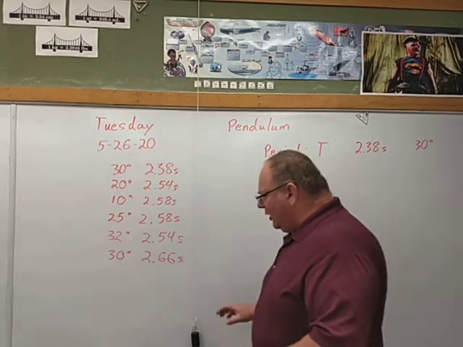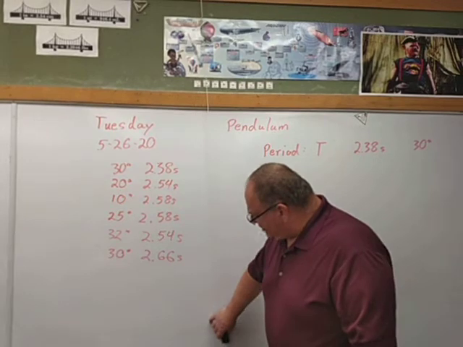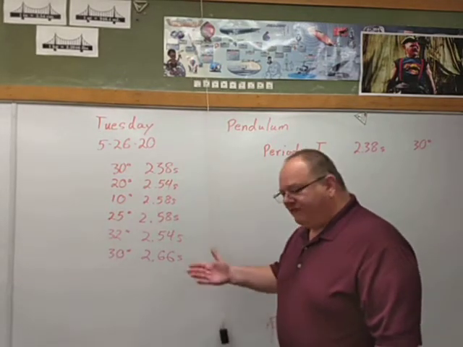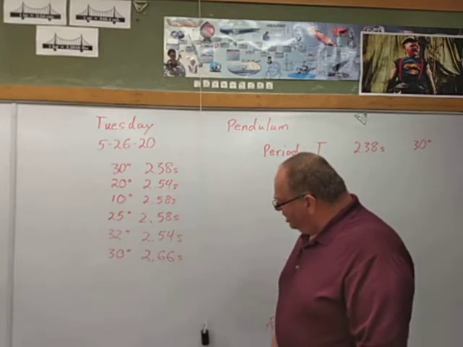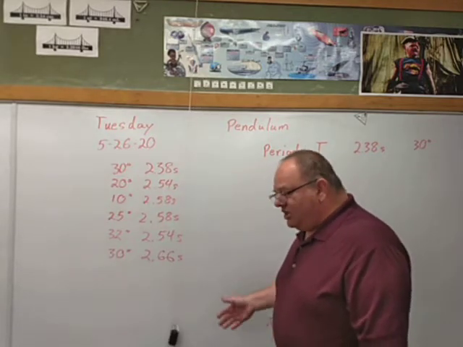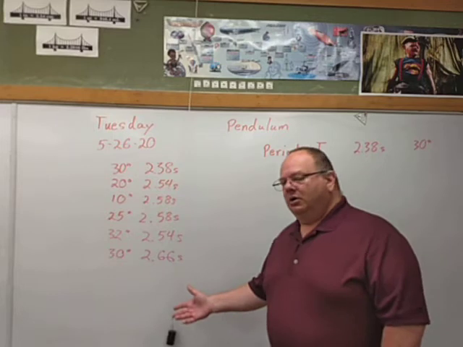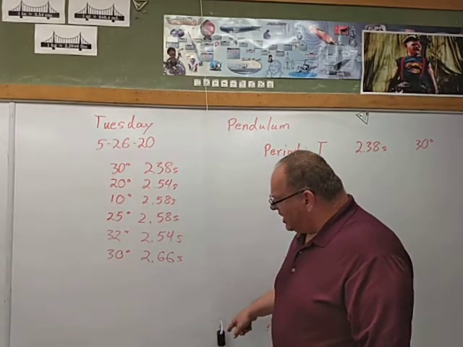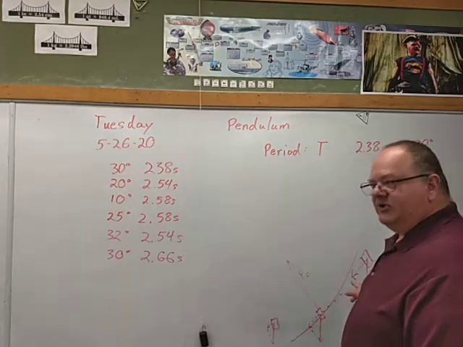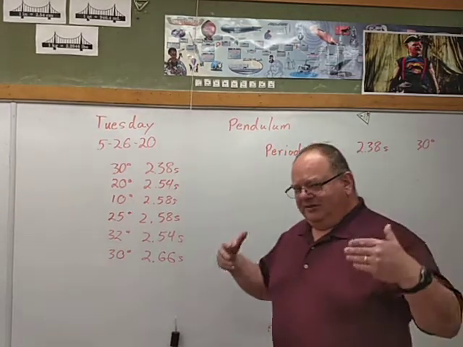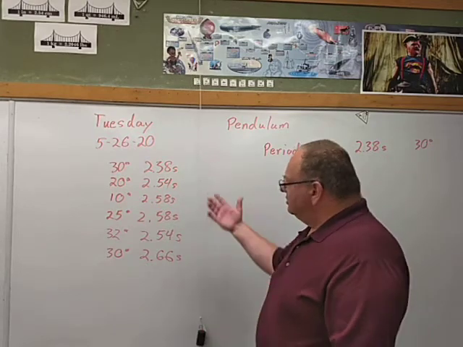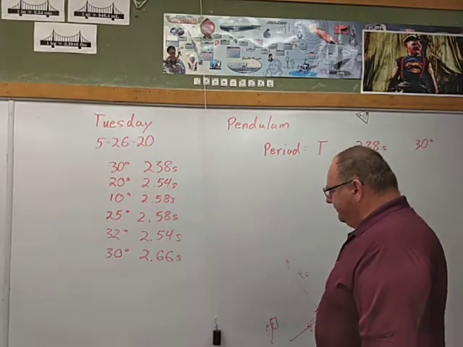So what that means is when I have a smaller angle, I get a smaller force and therefore a smaller acceleration. So it moves, but it moves slower. And it takes the same amount of time to complete an oscillation as it does when it's out here. That's not real intuitive, but the data backs it up. Okay? All right, what else?